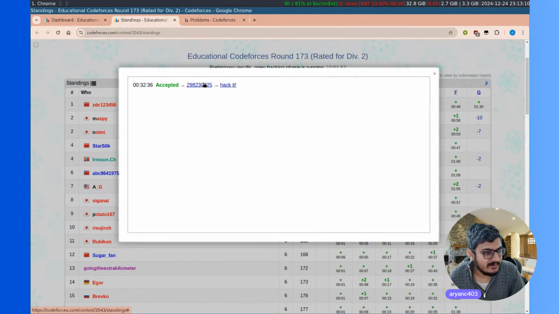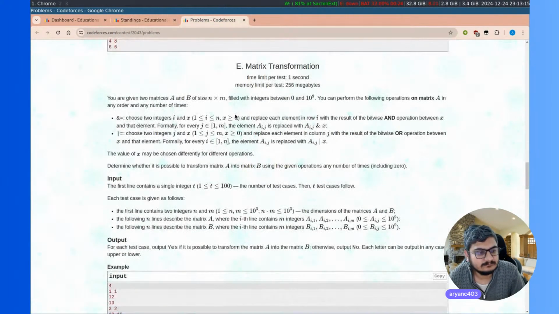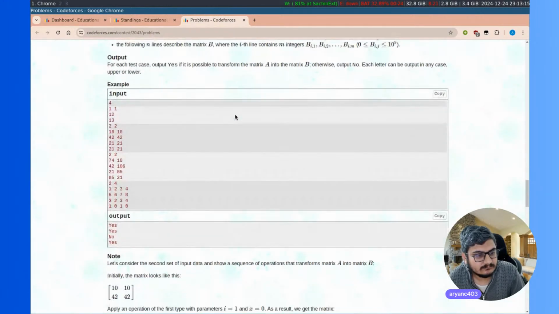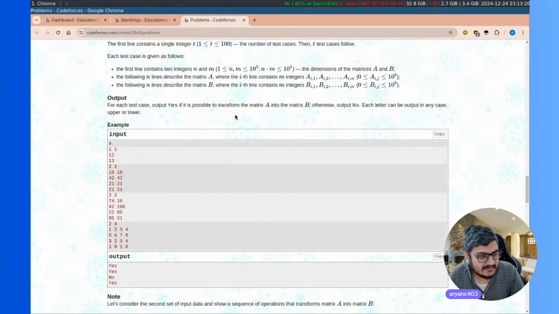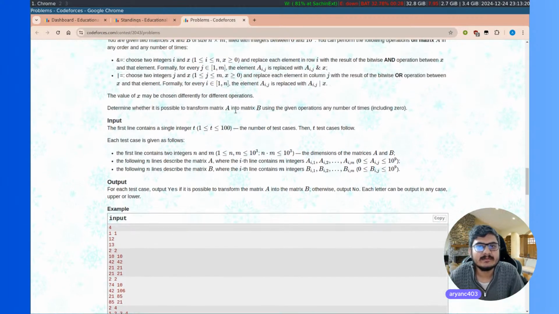Any ideas, anyone, on how they solved problem E? You would be able to look at someone else's submission later on. For now, it's showing NA. You can just wait for some time.